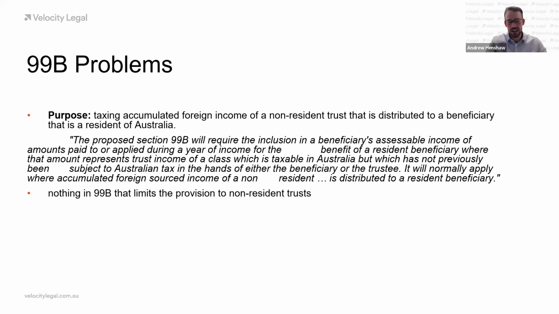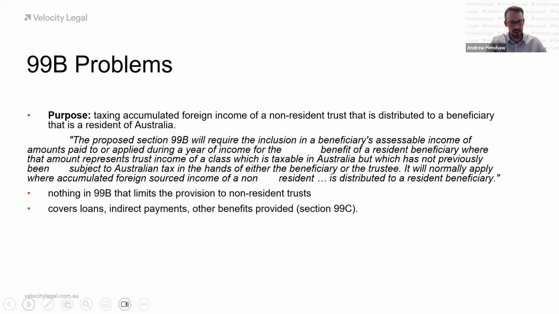These types of things are problems because there's a number of other avoidance provisions that are getting at certain things, but they don't have those words in the legislation. So just a point to note, and I expect this will probably be clarified in the Commissioner's determination. It's really wide. It covers not only distributions themselves, but also loans, indirect payments, and other benefits provided. And what 99C says is all those things are basically treated as distributions.